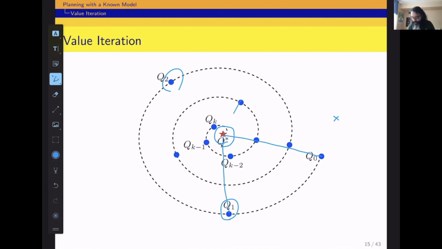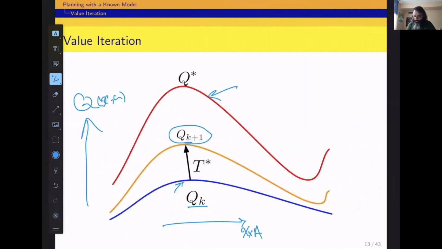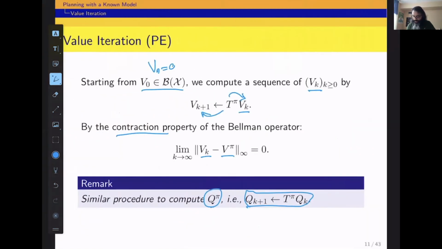And if I do the iterations, I get gradually closer and closer. So this is essentially that behavior that we had here, that the norm of them, in infinity norm, gets to 0.